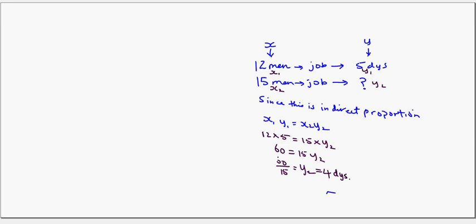Practically, is that making sense? The number of men went up by a few, so the number of days is going to just go down slightly. It's going to go down to 4 days. Makes sense, right? Practically makes sense. So this is the solution that we would use for that.